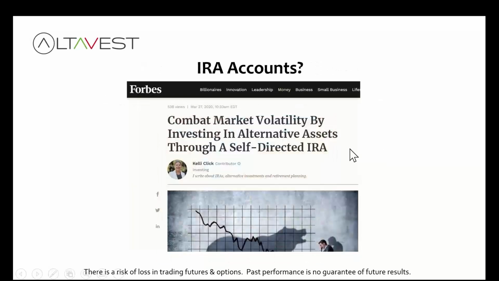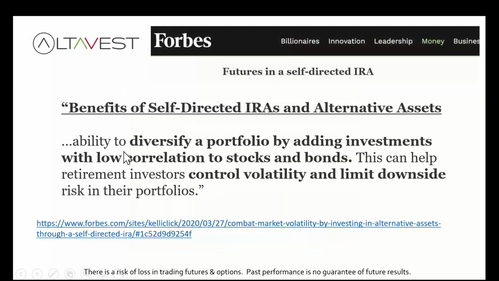IRA. Yes, we do self-directed IRAs. Forbes says alternative assets are available through self-directed IRAs. Absolutely. They have the ability to diversify a portfolio by adding investments with a low correlation to stocks and bonds. May help retirement investors control volatility and limit downside risk in portfolios.